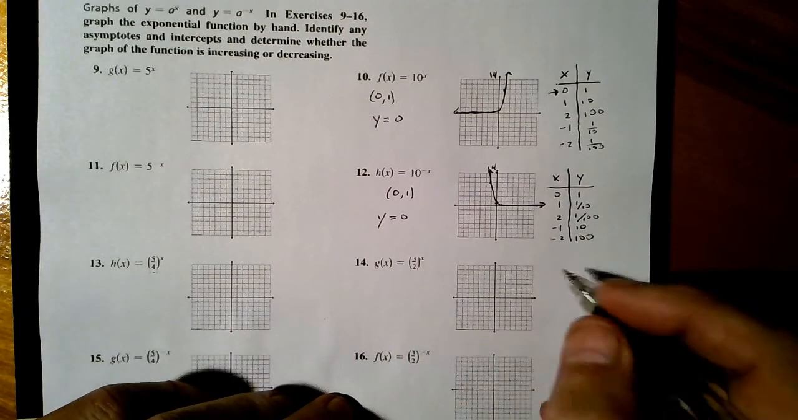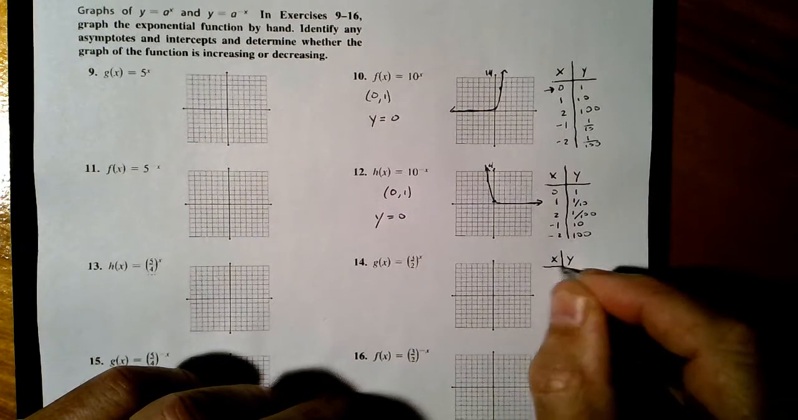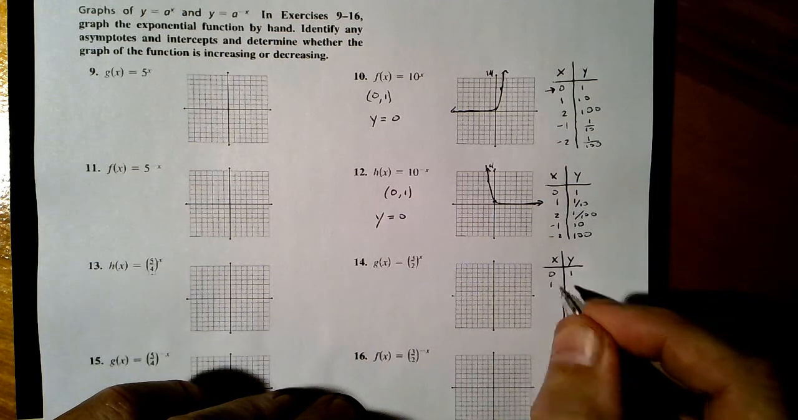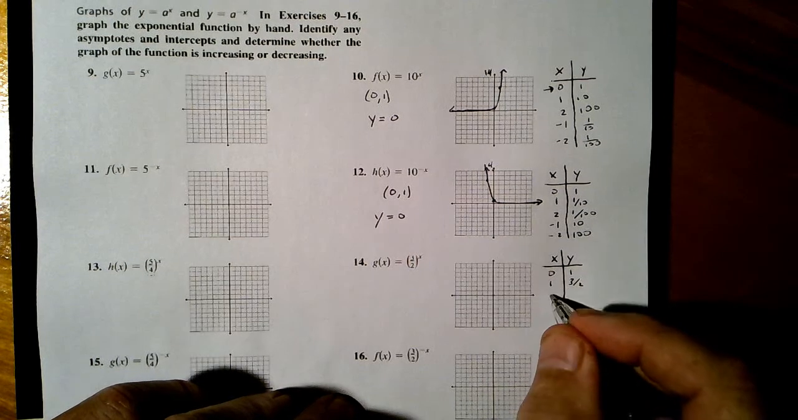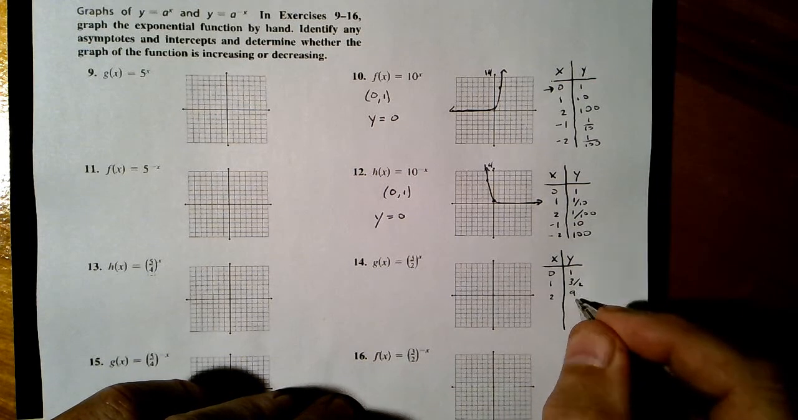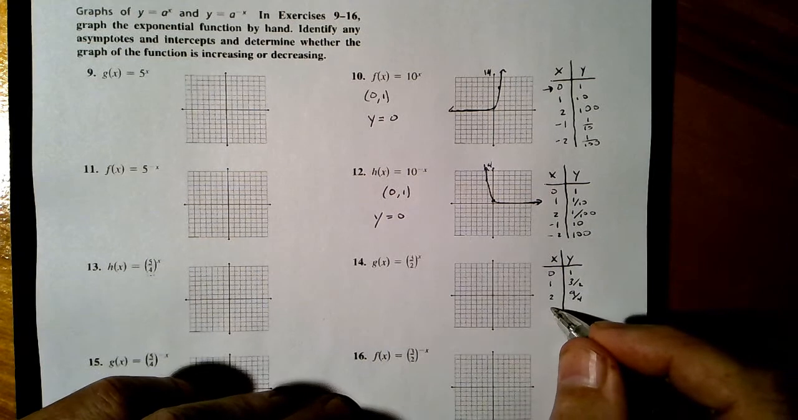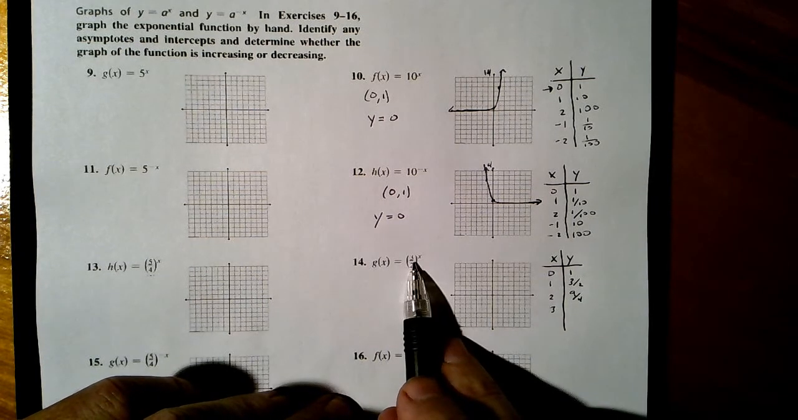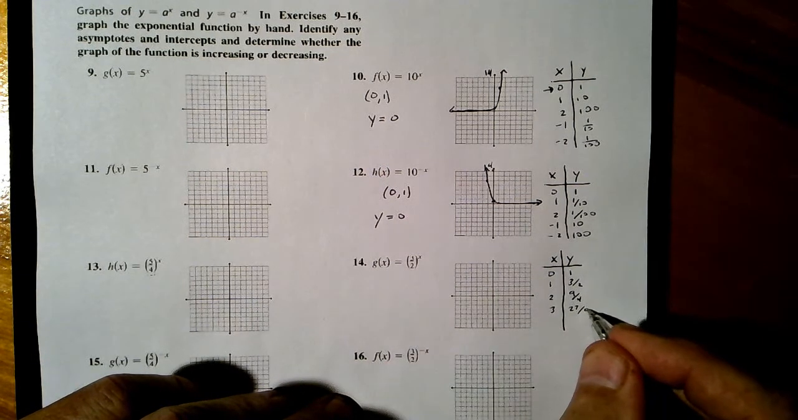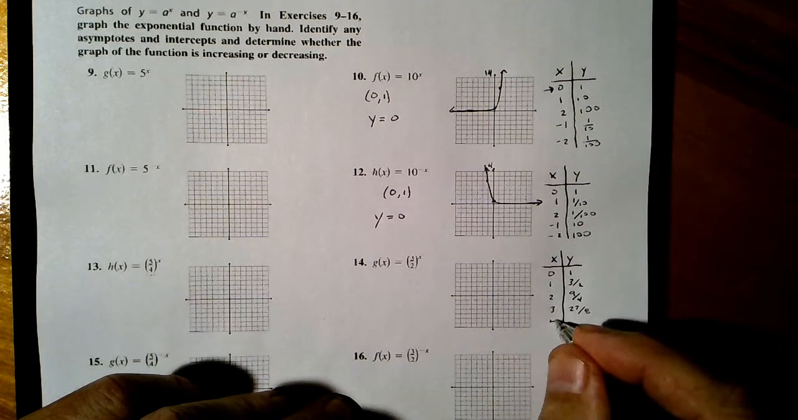Okay, 3/2. x, y. Put in 0. 3/2 to the 0th is 1. Put in 1, get out 3/2. Put in 2, get out 3/2 squared, or 9/4. Okay, now there's room to put in some bigger values here. Put in 3, get out 3 to the 3rd, 27, over 2 to the 3rd, 8. That's just a little bit more than 3. 27 divided by 8.